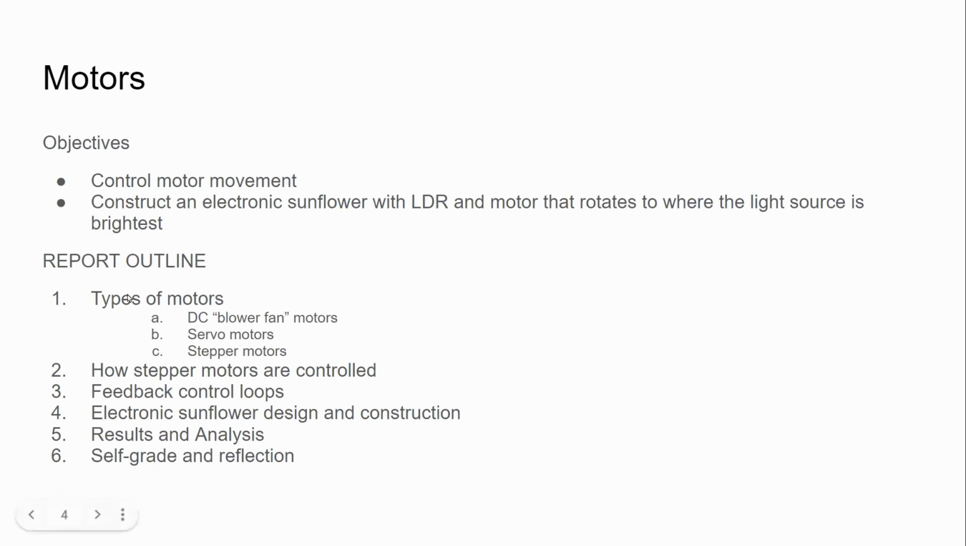The expected report outline should follow the following topics, or chapters and subchapters. You first research about the types of motors, and I suggest just 3. Then you will talk more about the stepper motor and how it is controlled. Then you will discuss feedback control loops, and I will give a lecture on that as well. Then you will discuss your design for your electronic sunflower, and of course how you constructed it, then results and analysis, and of course self-grade and reflection.